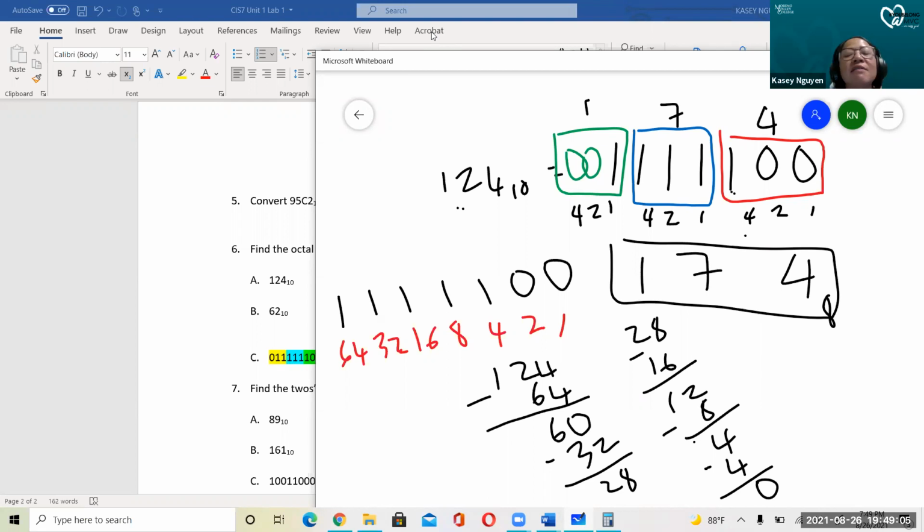Type out the answer. If you handwrote everything like what I've been doing just now, you can take your phone, use an app, scan it, or take a picture of it. You can submit it that way to me too. Okay, if you don't have a scanner at home, I'll take that, as long as I can see your answer.